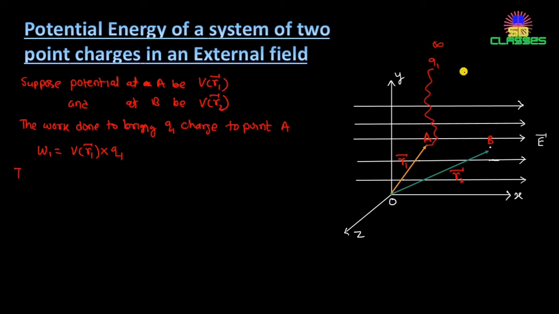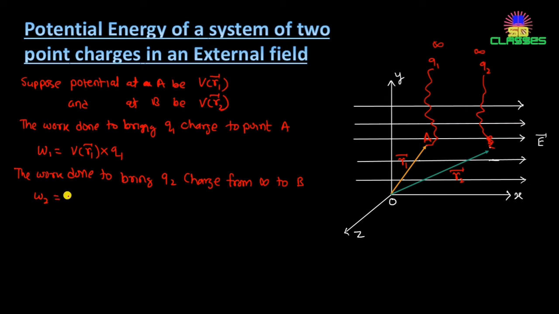Similarly, suppose I am bringing another charge q2 from infinity to the point B. The work done to bring q2 charge from infinity to B, let it be denoted by W2, will be the potential at B, that is V(r2), into the charge q2. So this is the work done to bring the second charge from infinity to inside the electric field.